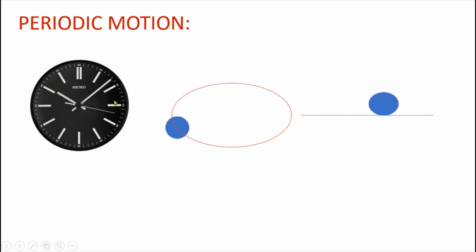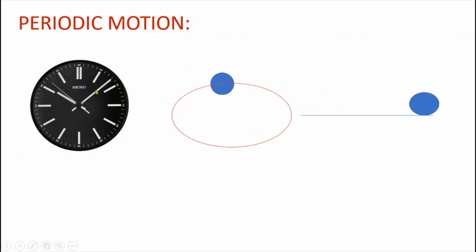Here the time taken by the second hand of the clock for one complete rotation is 60 seconds. After 60 seconds the second hand of the clock will complete one rotation. The minute hand of the clock will complete one rotation in 1 hour, and we know the hour hand of the clock will complete one rotation after 12 hours. After every 12 hours the hour hand of the clock will complete one rotation.